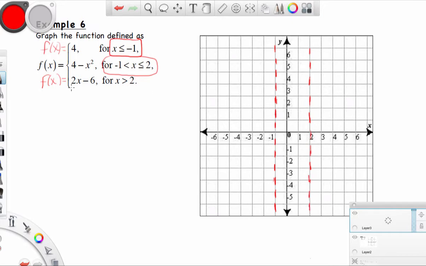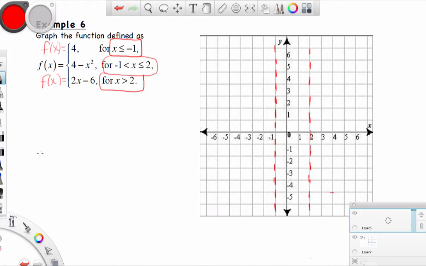And then finally my last function, f of x equal 2x minus 6. He will be graphed for x values that are greater than 2, which is over here on the right side of the graph paper. So any x value of 2 on can be plugged in that equation, and all of his ordered pairs are going to fall over here to the right.